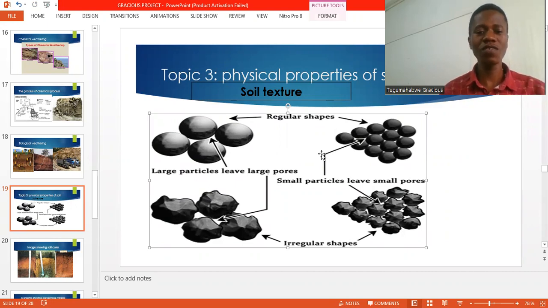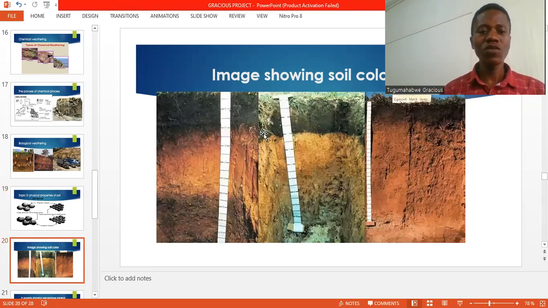It is showing rough. So this is a mind map showing how the variations of soil texture can be. The soil can be smooth, can be somehow rough, and then it can be very rough. So that is how it is showing it. I can show also this image showing the soil color when explaining the soil color of different soil. So I can explain to them how soil is differentiated physically.